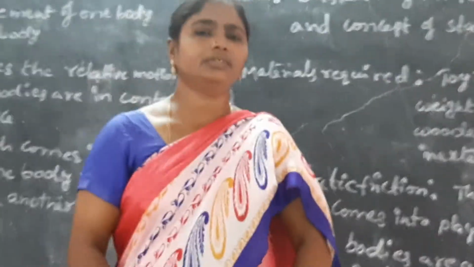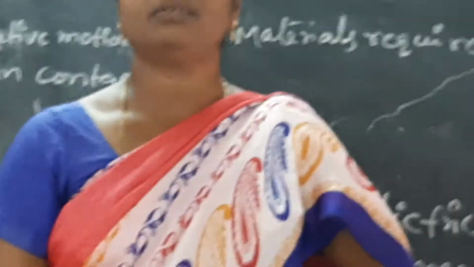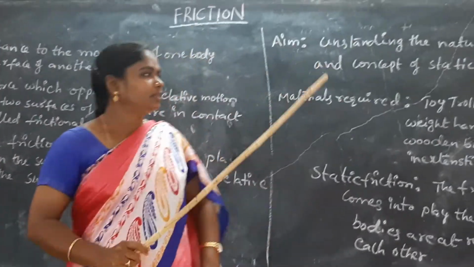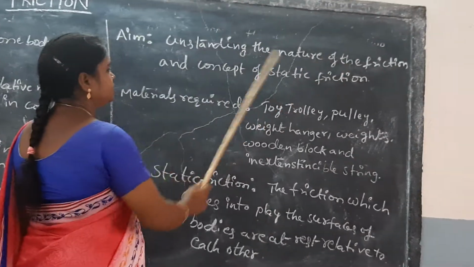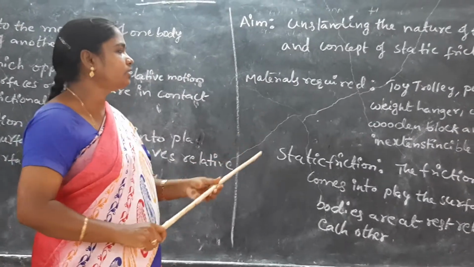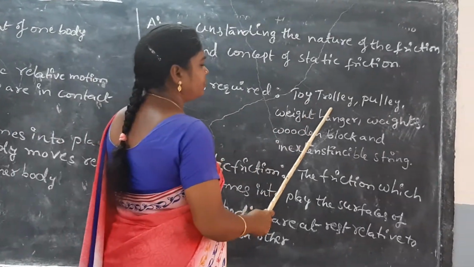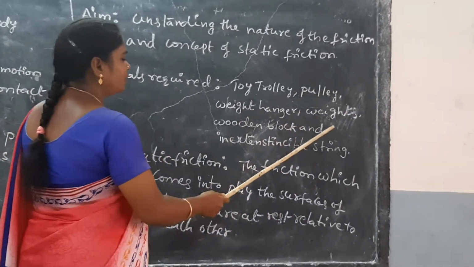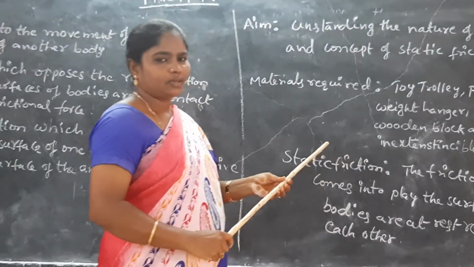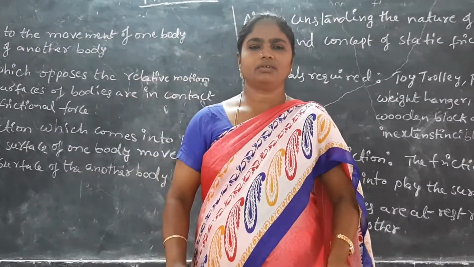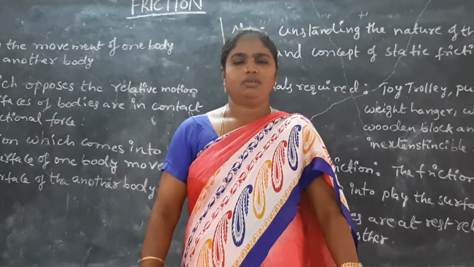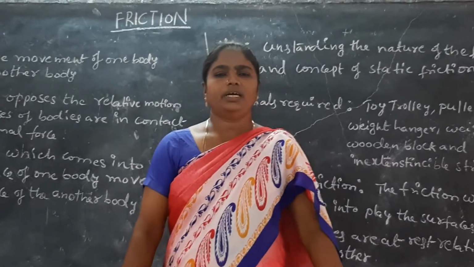Today, what have we learned? What is friction, frictional force, sliding friction, the nature of friction and the concept of static friction. Which materials are required for this activity? A toy trolley, pulley, weight hanger, weights, and wooden block. And the variation of friction. Okay, we will meet again in the next video.